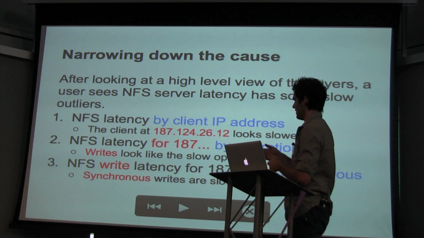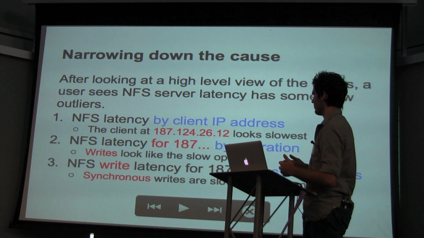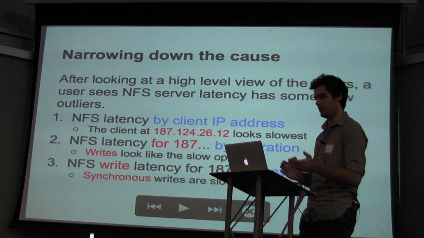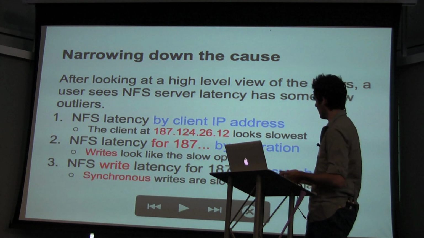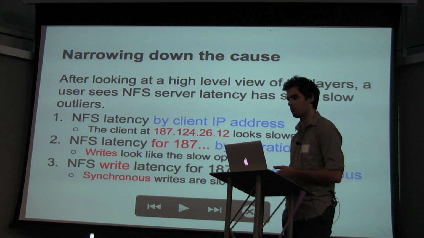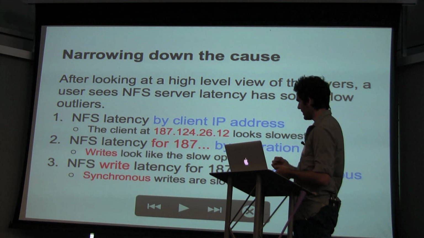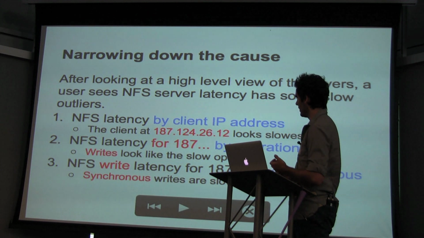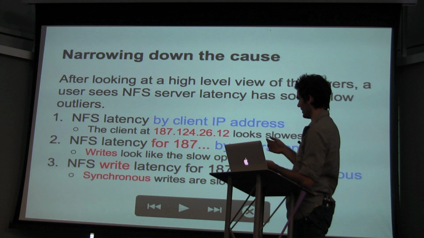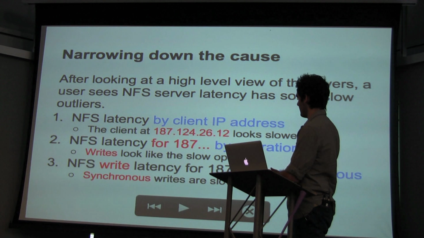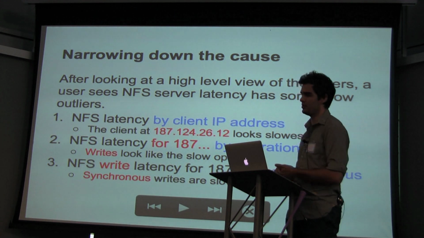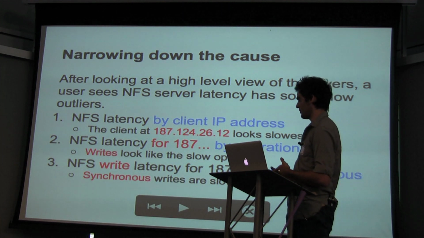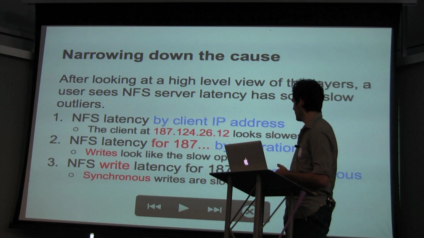So, for instance, you can go down to NFS latency for that particular client and look at another variable that might be changing which path you're taking. For instance, whether it's a read or a write is pretty relevant. So, let's say that you look at that and you see that writes are the long-running process here. And so, you'll then look at NFS write latency for that particular client, and you can see whether it's synchronous or asynchronous. Maybe you'll figure out that synchronous writes are the ones that are taking the longest time.